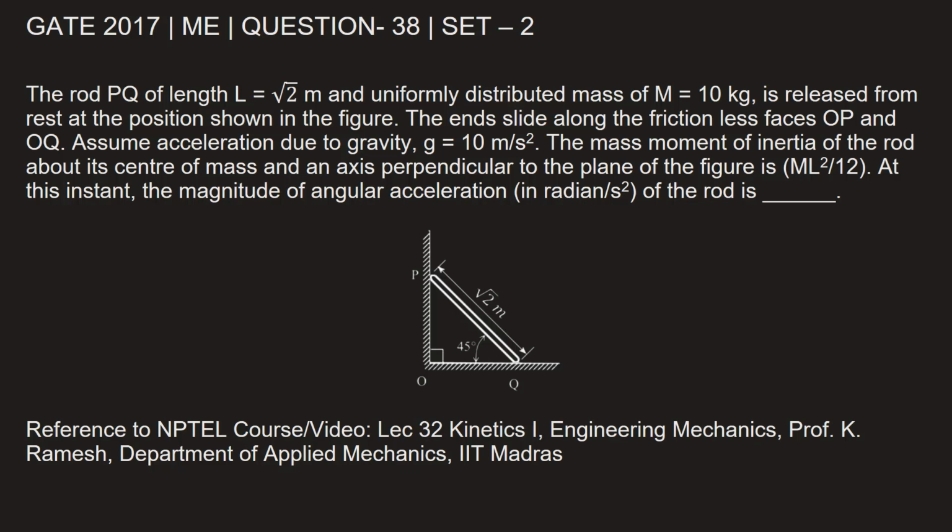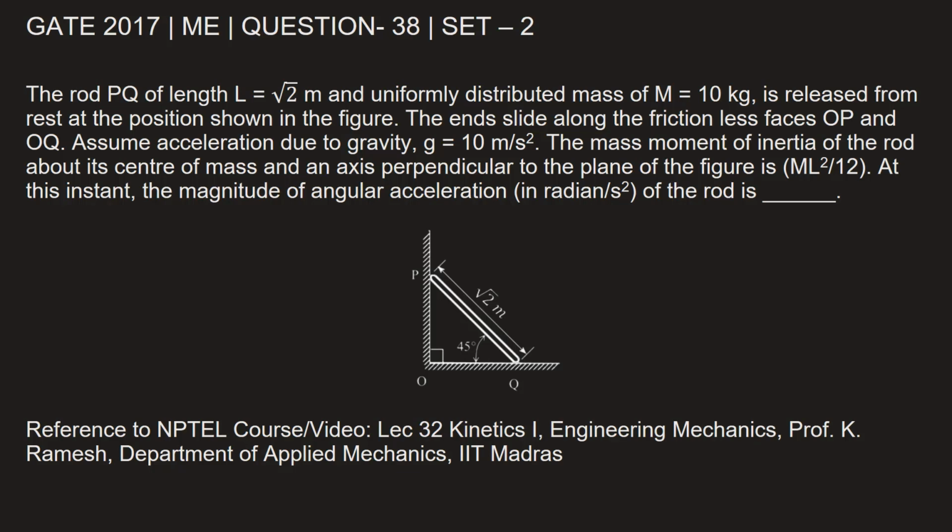This question is from GATE 2017 Mechanical Engineering paper, set 2, question number 38. The rod PQ of length L equal to root 2 meter and uniformly distributed mass of M equal to 10 kg is released from rest at the position shown in the figure.